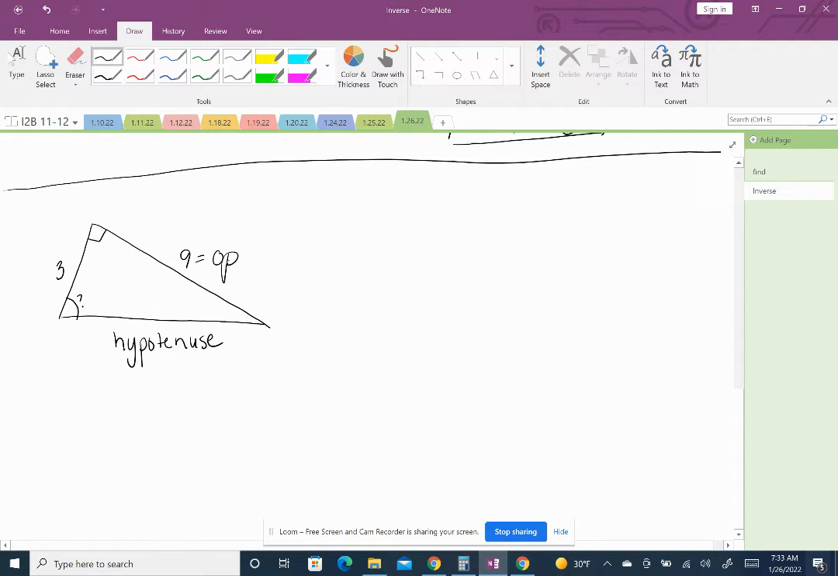So my 9 is equal to my opposite. And I know that this hypotenuse as well as my adjacent create my angle. So I know that this 3 is going to equal my adjacent.